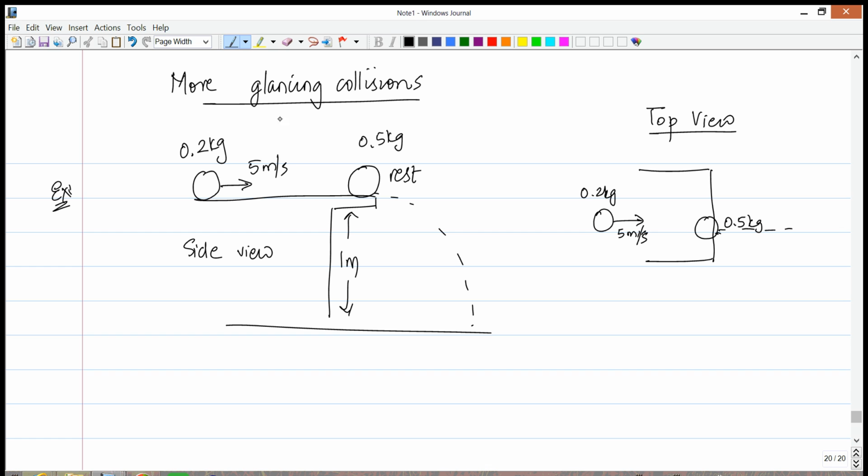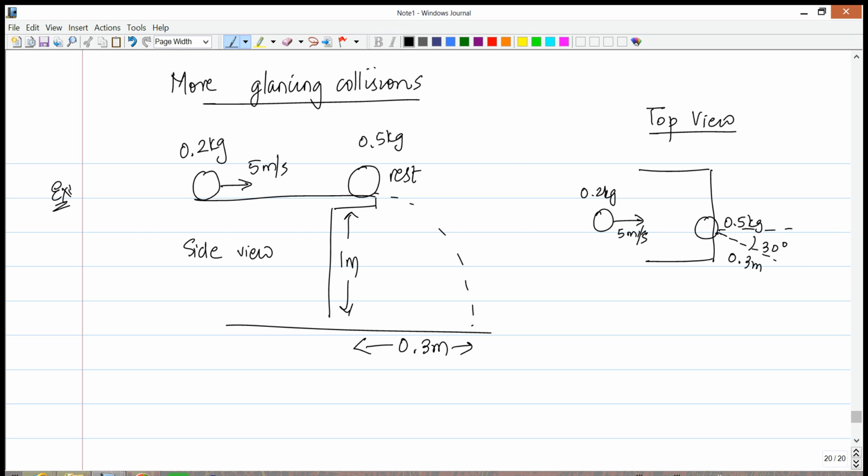Now after the collision, this block lands 0.3 meters from where it started. However, it is not moving in a straight line. So the top view here will give you a better idea. In the top view, this 0.2 kg block is going to collide. It's a glancing collision, and the 0.5 kg block takes off. You should see the distance that it travels is going to be 0.3 meters, and this angle is equal to 30 degrees.